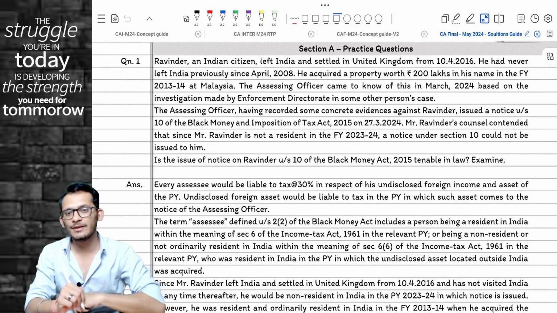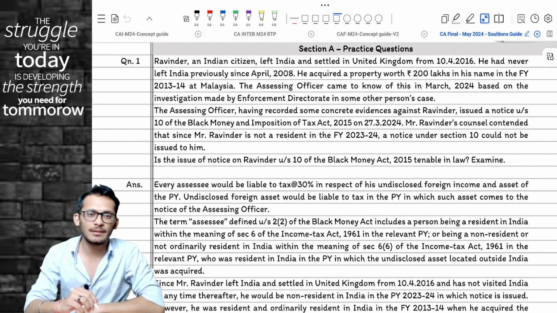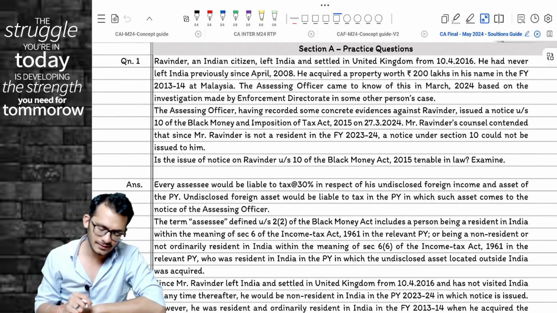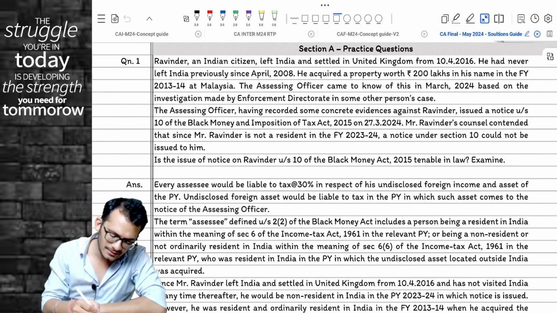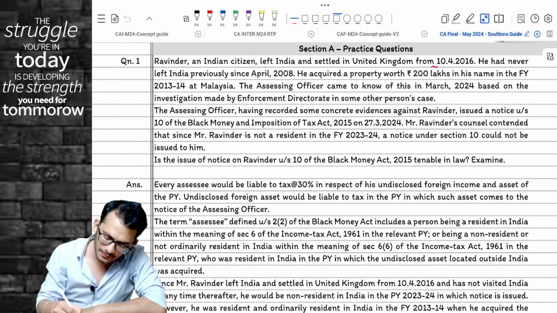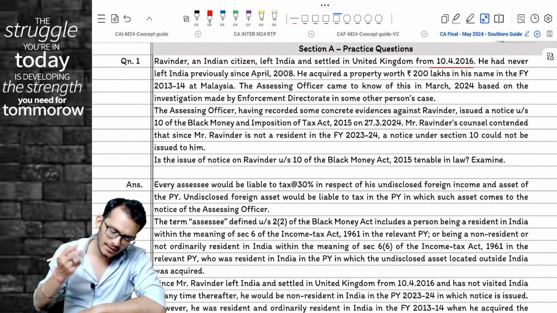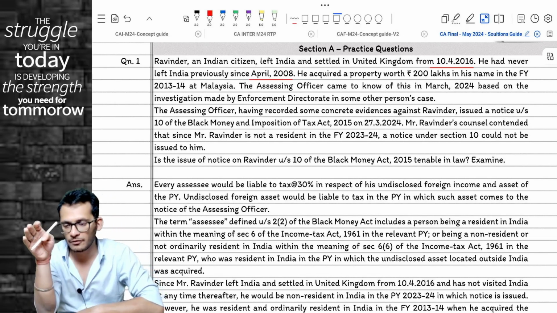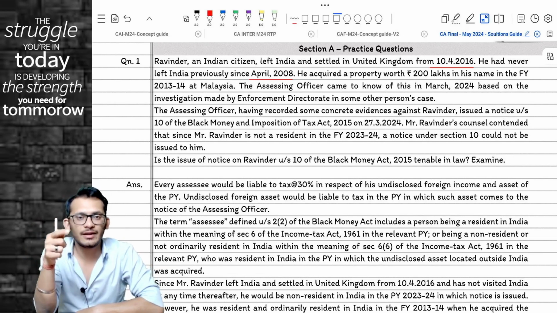Let's solve the black money questions and see where we stand on this chapter understanding. Question number 1. It says, Ravinder is an Indian citizen who has left India and settled in UK from 10th April 2016. So there is a person who has been a part of India but has left India and has gone to UK in 2016. He had never left India previously since April 2008, which means 2008 to 2016 he was a part of India. They are just clarifying to you that 7 years he was in India.